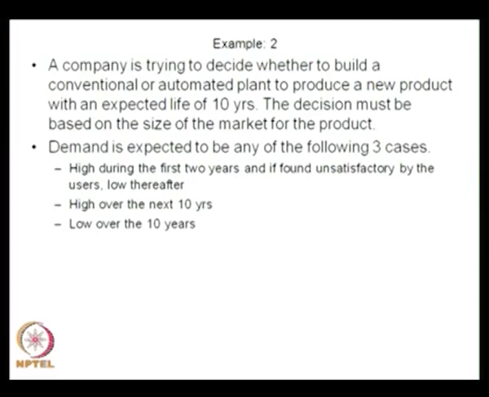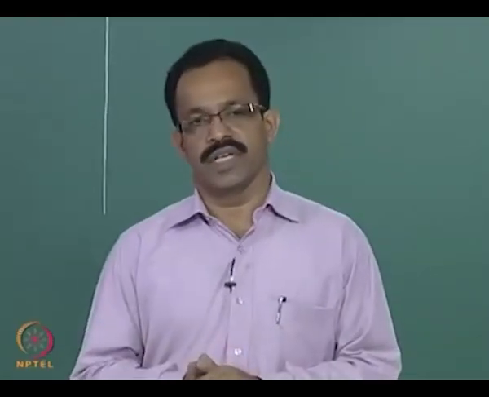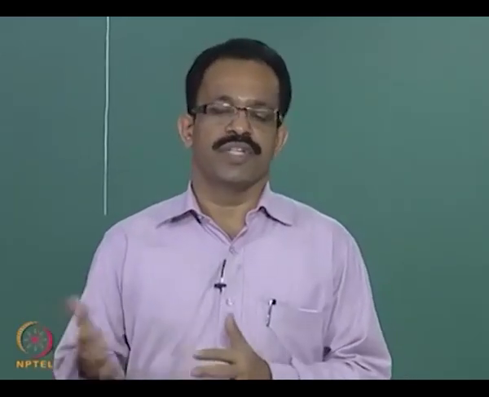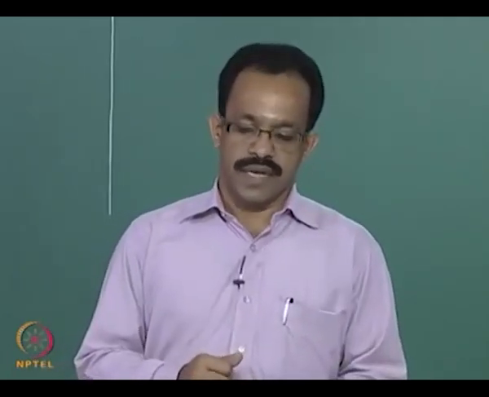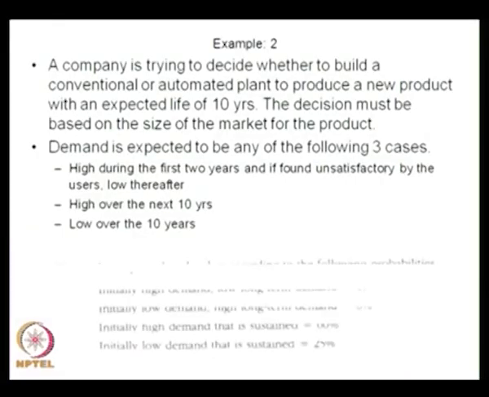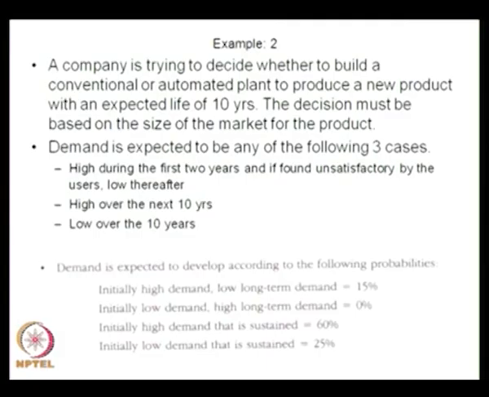The other possibility is that the demand will be high over the next 10 years. So they are expecting that the demand will be very high over the next 10 years. The third possibility is that the demand will be low over the next 10 years. These are the three possibilities, and again we need to find the probability of these three events occurring. Based on this and the revenue, they need to decide whether to go for an automated plant or a conventional plant, and the investment for these two will be different.